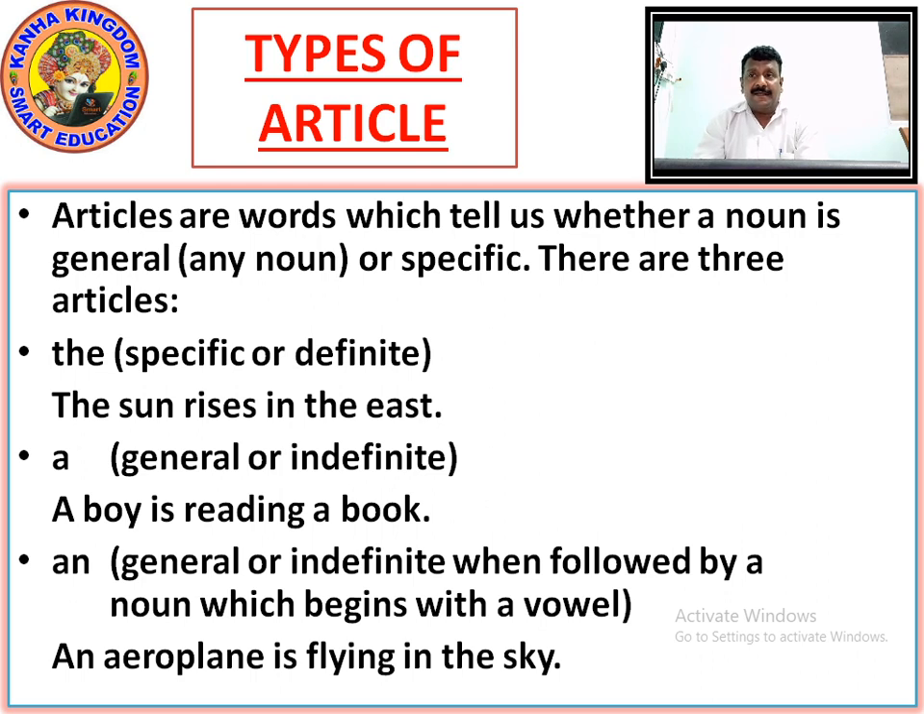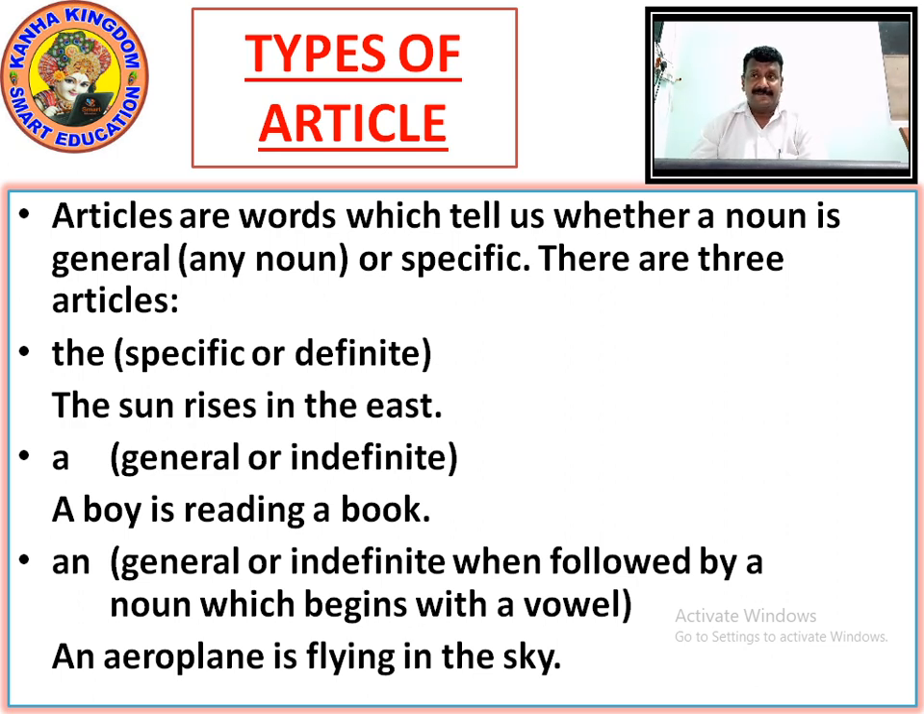An: general or indefinite when followed by a noun which begins with a vowel. What are vowels? The vowels are A, E, I, O, U. Articles are words which tell us whether a noun is general, any noun, or specific. These are separated in three categories, right? There are two articles which are categorized into three: the specific or definite, the sun rises in the east, where it says the sun. It's a definite thing.